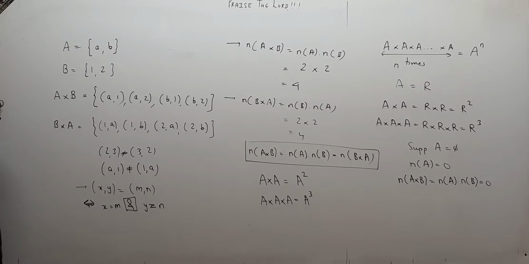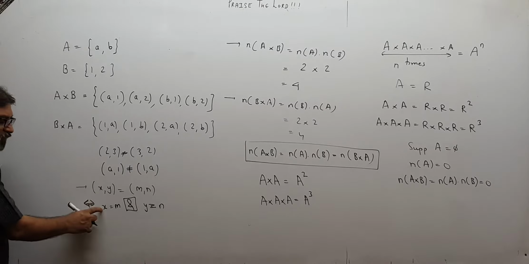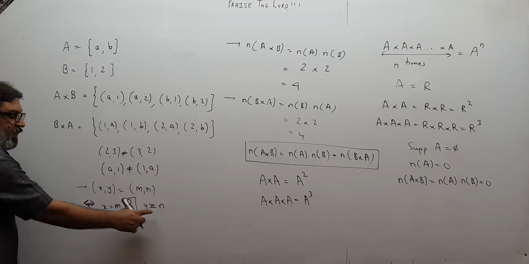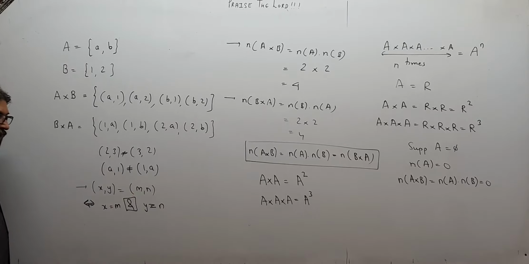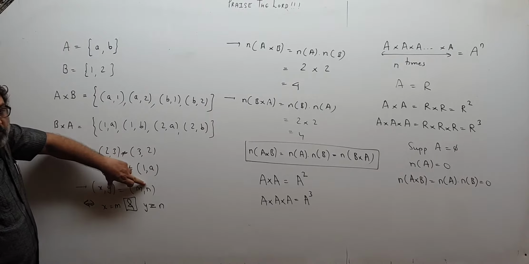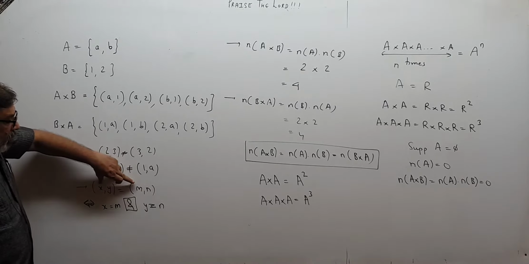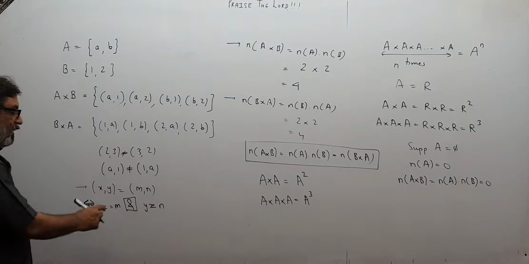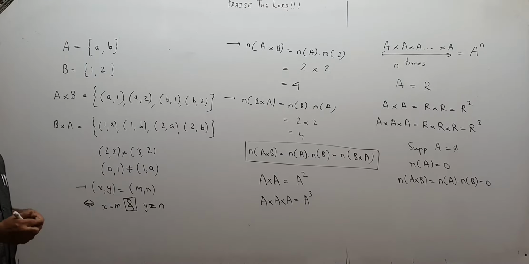This is the geometric meaning. So if two ordered pairs are equal, that means first element equal to first element and second element equal to second element. So first elements should be equal, x and m, and then second elements should be equal. If x is equal to m and y equal to n, then only the ordered pair (x, y) will be equal to ordered pair (m, n). Please remember.